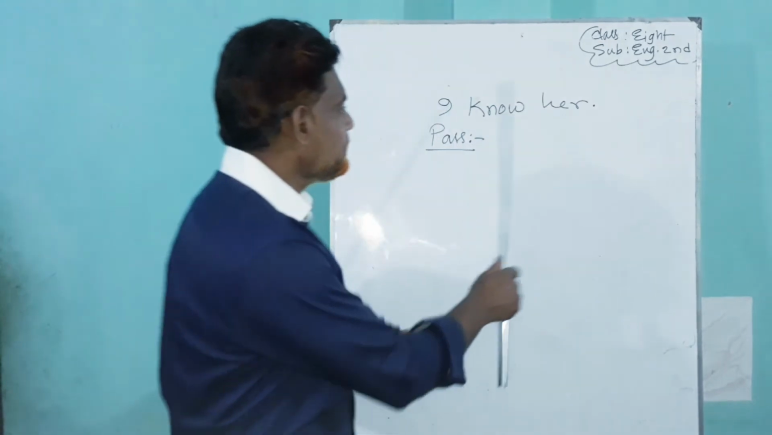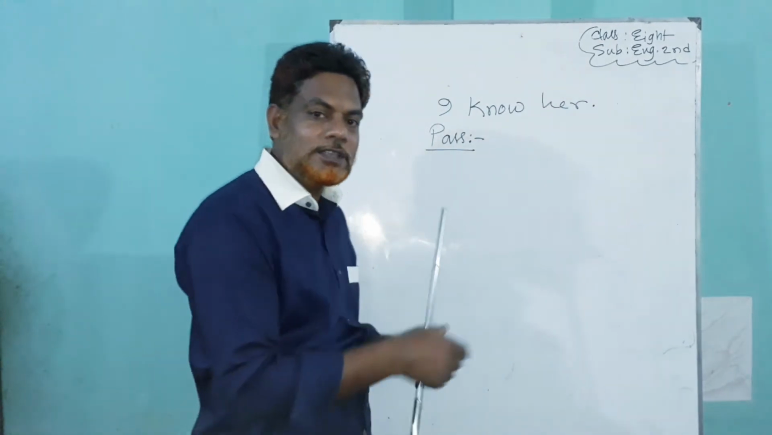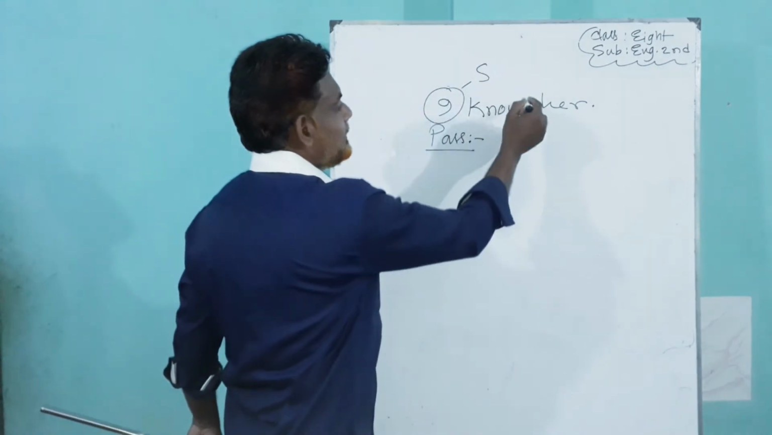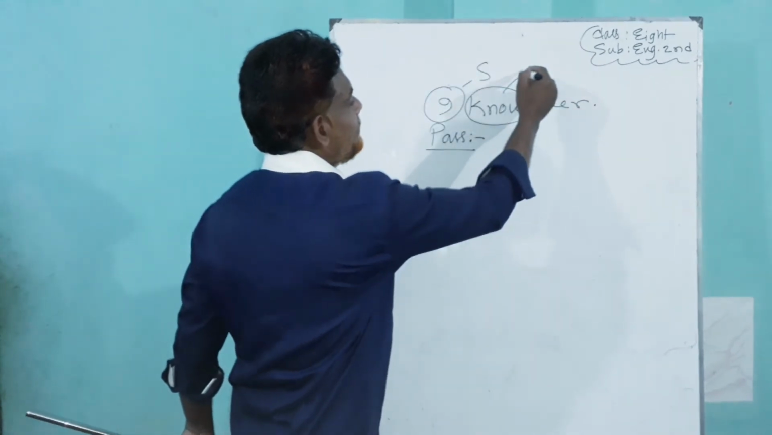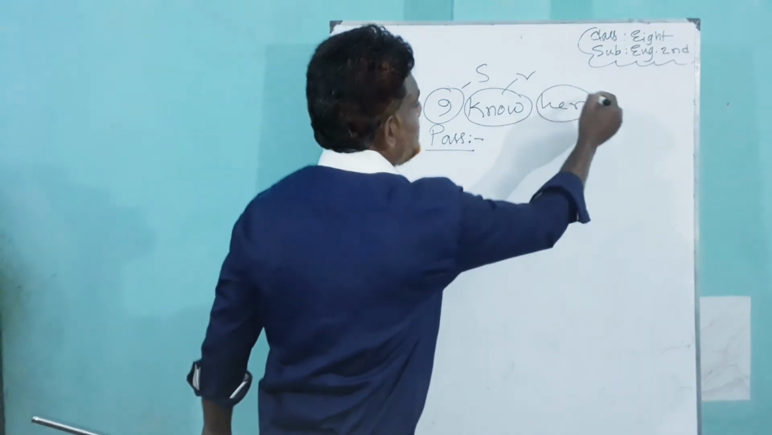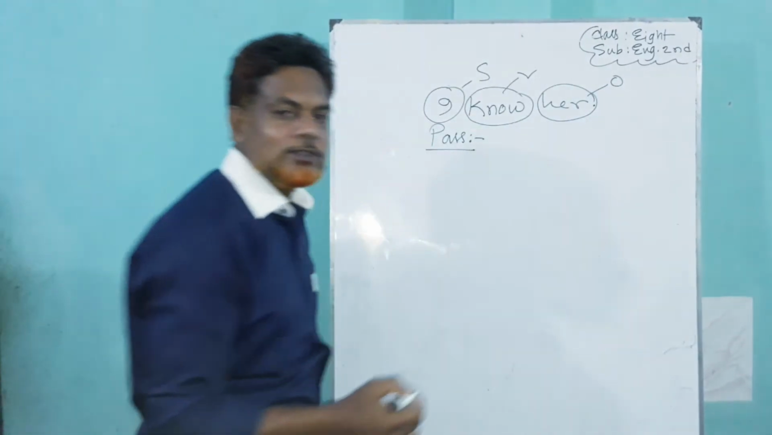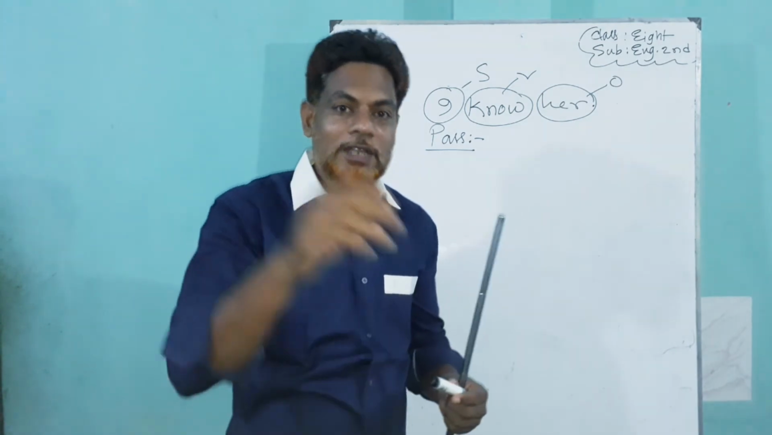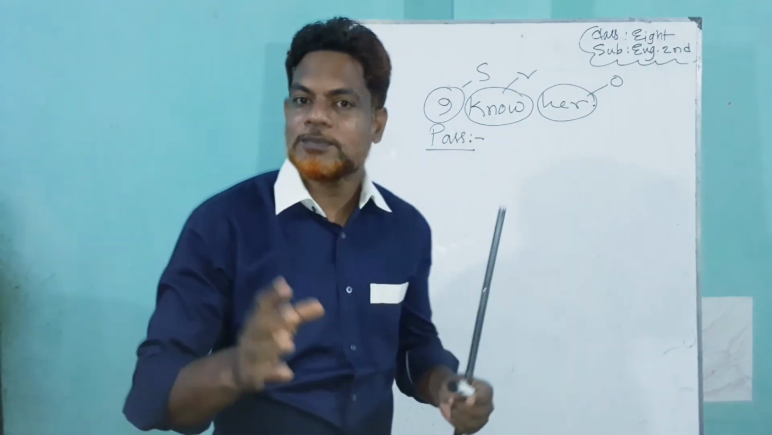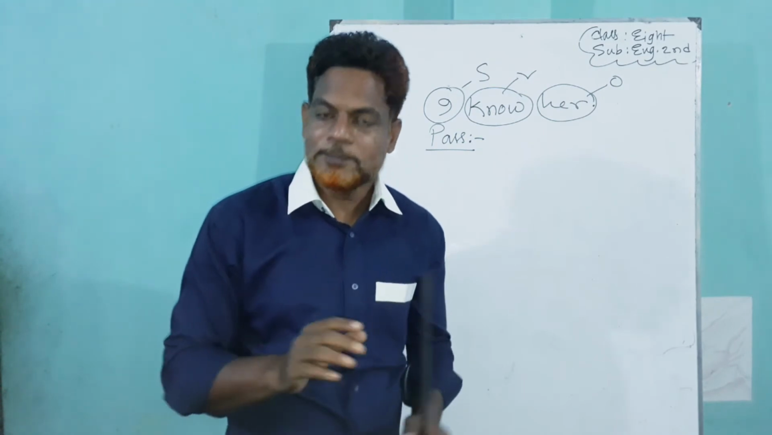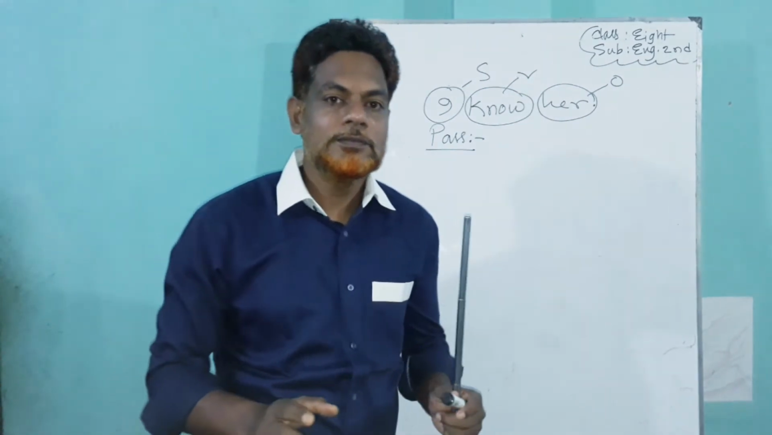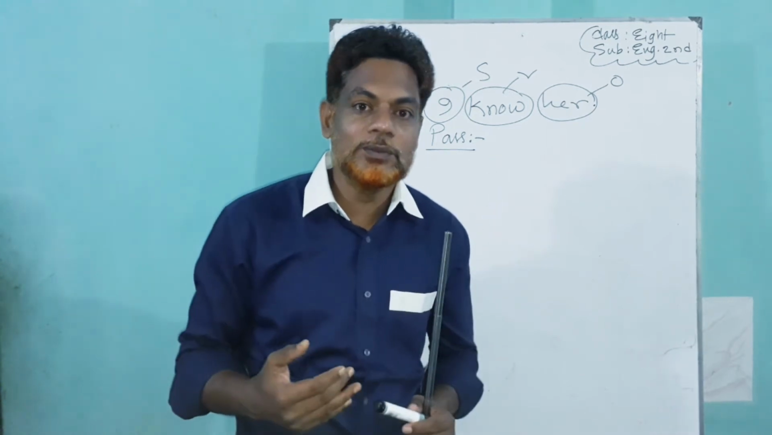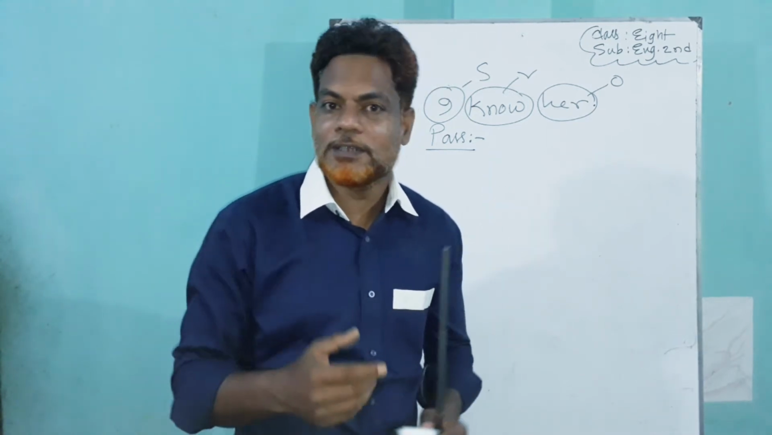Let's try to find out subject, verb, and object from this sentence. What is the subject? Yes, I is the subject in this sentence. Know is the verb, and her is the object. That means we have found 3 very important things from the active voice. They are subject, verb, and object. Then we have to remember 6 fundamental rules.